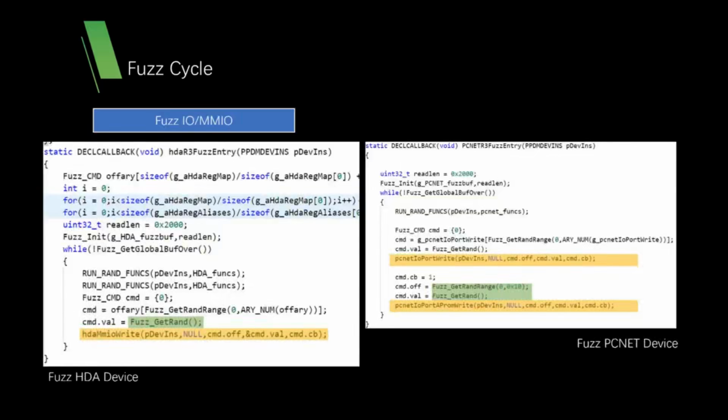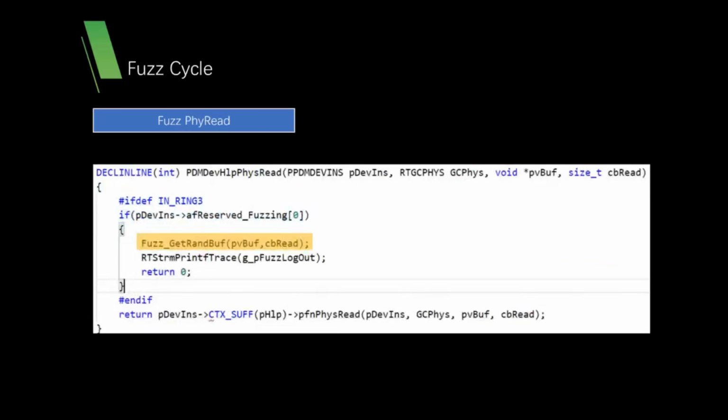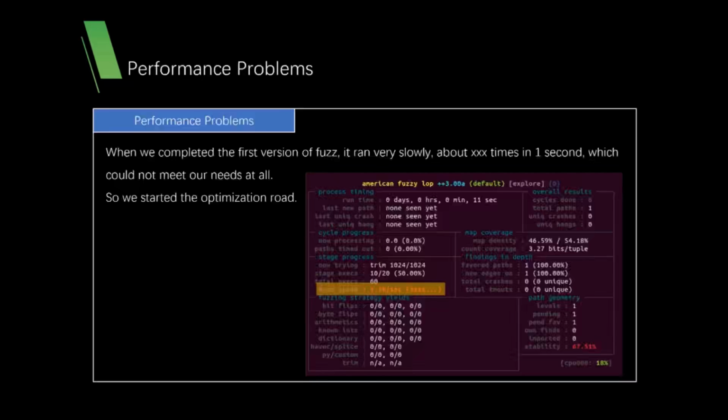As shown in the figure, the picture on the left is the fuzz entry function of the HDA device, which mainly performs a fuzz test on the MMIO handler of the HDA device. And the picture on the right is the fuzz entry function of the PCNet device, which performs a fuzz test on the IO port handler of the PCNet device. As shown in the figure, this is a hook to the direct memory access function, and its data source is changed to AFL, which also makes a fuzz task.